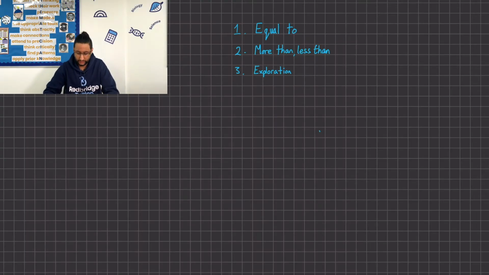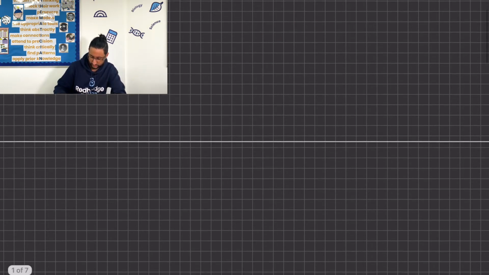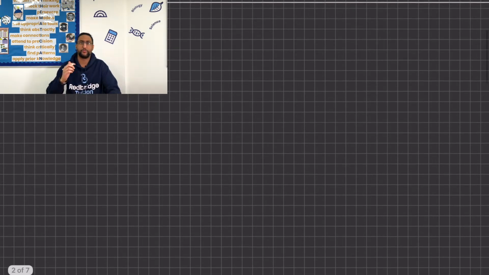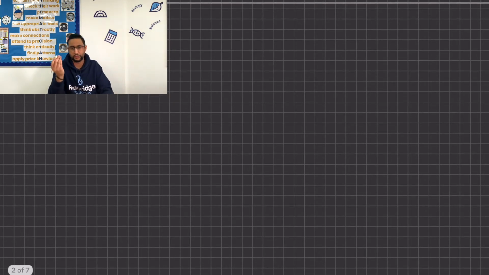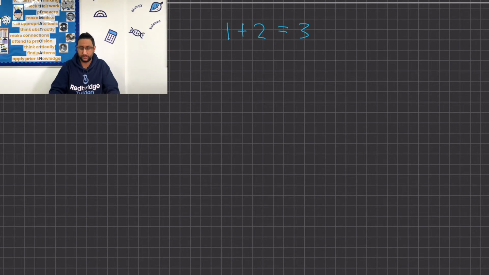Okay, so today we're going to look at numbers that are equal to, numbers that are more than, and numbers which are less than. We're going to start with the equals to. And you've obviously seen this in addition sums, subtraction sums. So let's just give you a quick example. To do a really straightforward one, 1 plus 2 equals 3. Obviously we've seen a sum like this before.